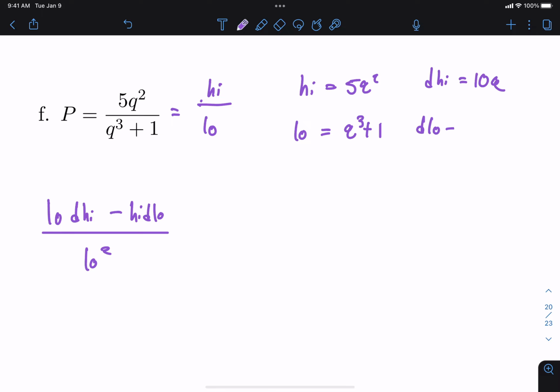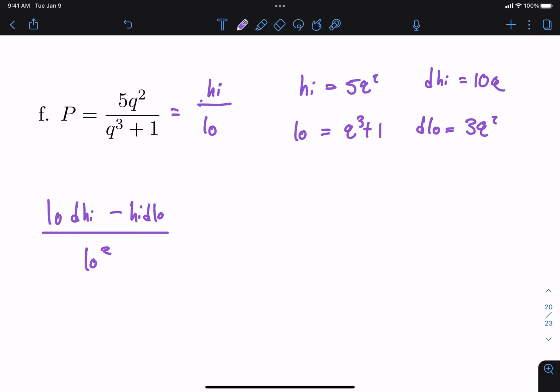And d low is the bottom, which becomes 3q squared. And the 1 just goes away because the derivative of a constant is 0. So if you want, you could put a plus 0 here, but it's kind of pointless because adding 0 doesn't do anything. All right, so now I've got my high, low, my d high, my d low. I'm just going to plug them into the formula.